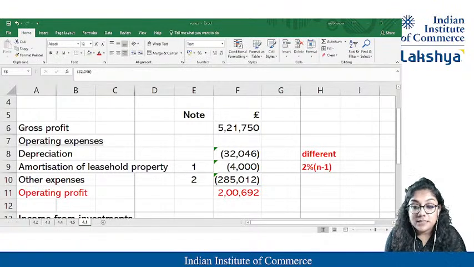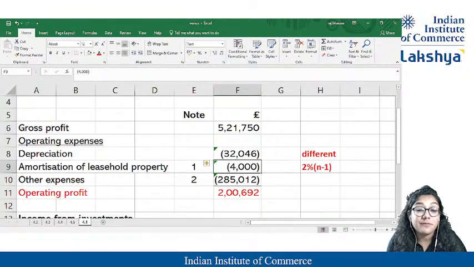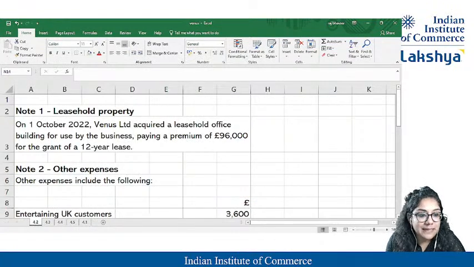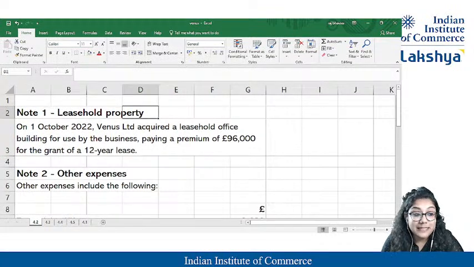Then, when it is amortization, first we can start with amortization of leasehold property. We can read the first scenario. So let's start with the first scenario. I think it is visible. Yeah, my first notice, leasehold property.